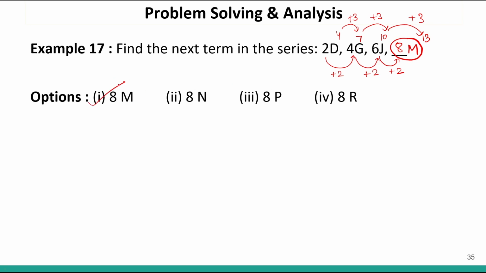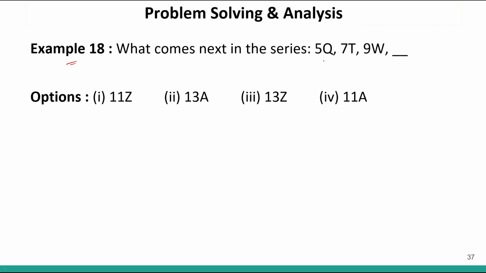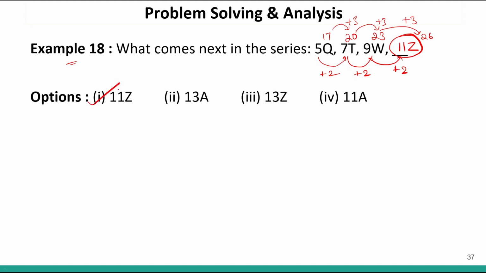Okay. Now, example 18, similar series. Let us look at the numbers. This is plus 2. This is also plus 2. So the next number will definitely be plus 2. So plus 2 we have 11. Now, Q, T and W. T is 20. W is 23. And Q is how much? Q is 17. So here we have plus 3. Here also we have plus 3. So we'll move 3 positions forward. 23 plus 3 will give me 26. And at 26 we have Z. So 11Z will be the correct answer, which is option number 1.